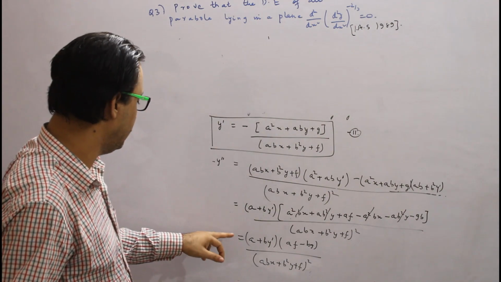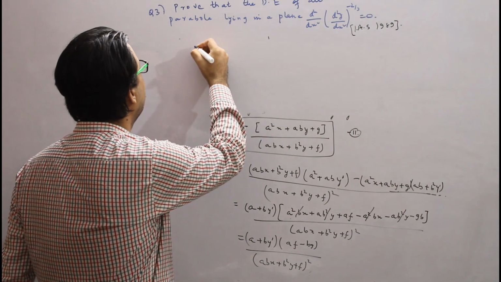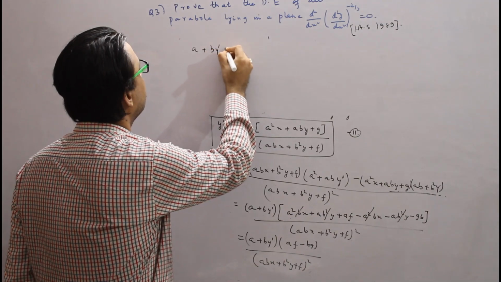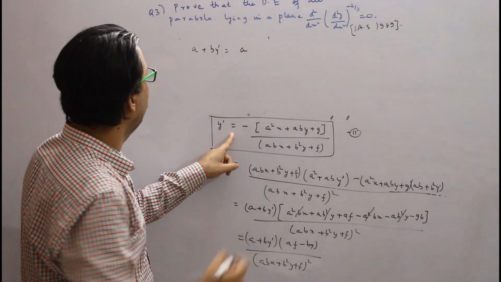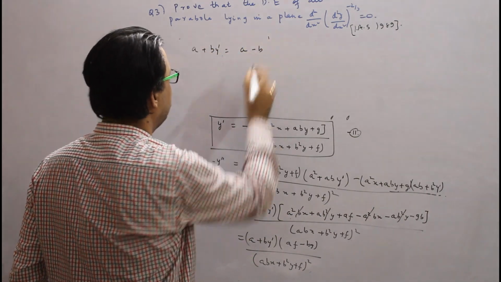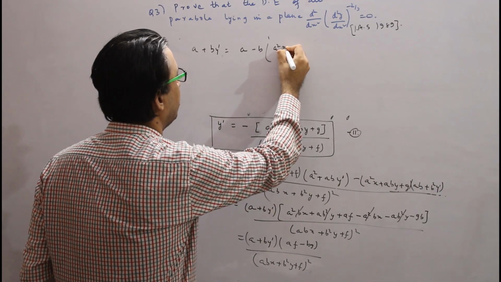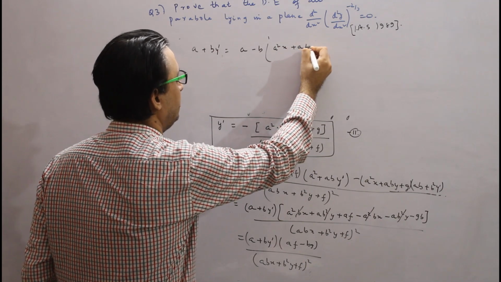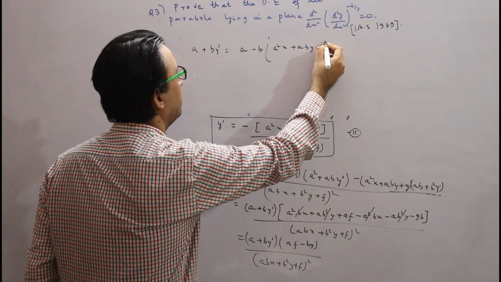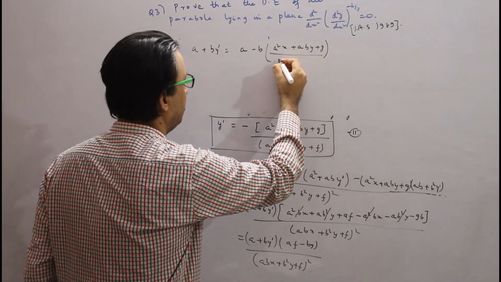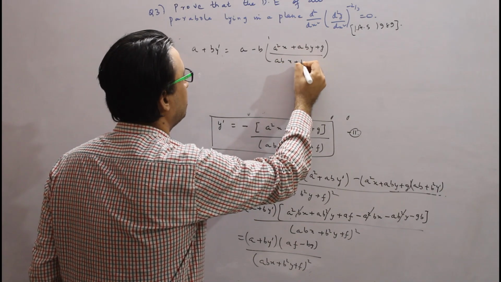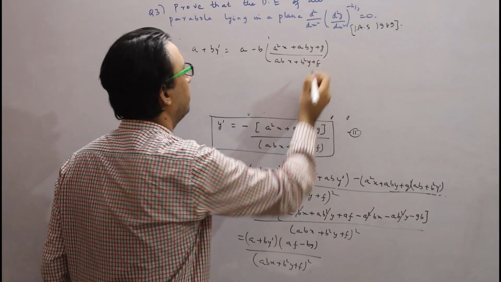and I will write here a + by', that is a minus, because the minus sign is there, and in place of this we can write it as (a²x + aby + g) divided by (abx + b²y + f).